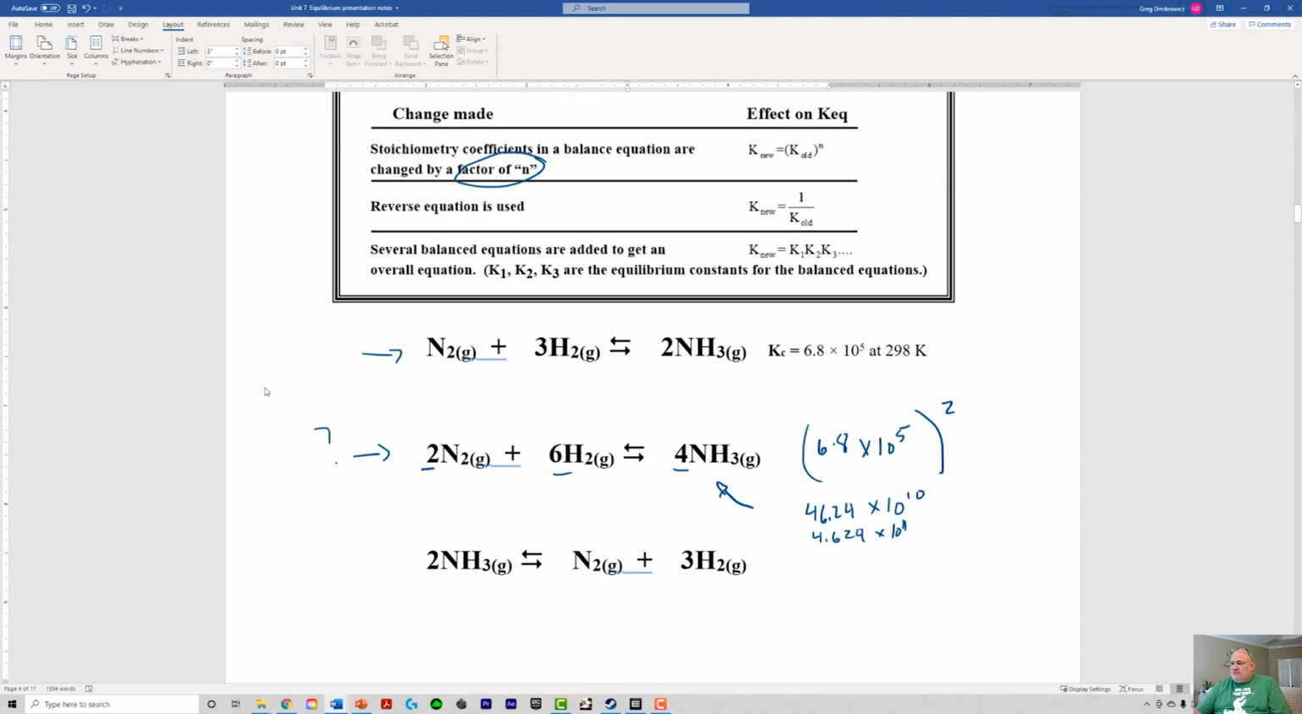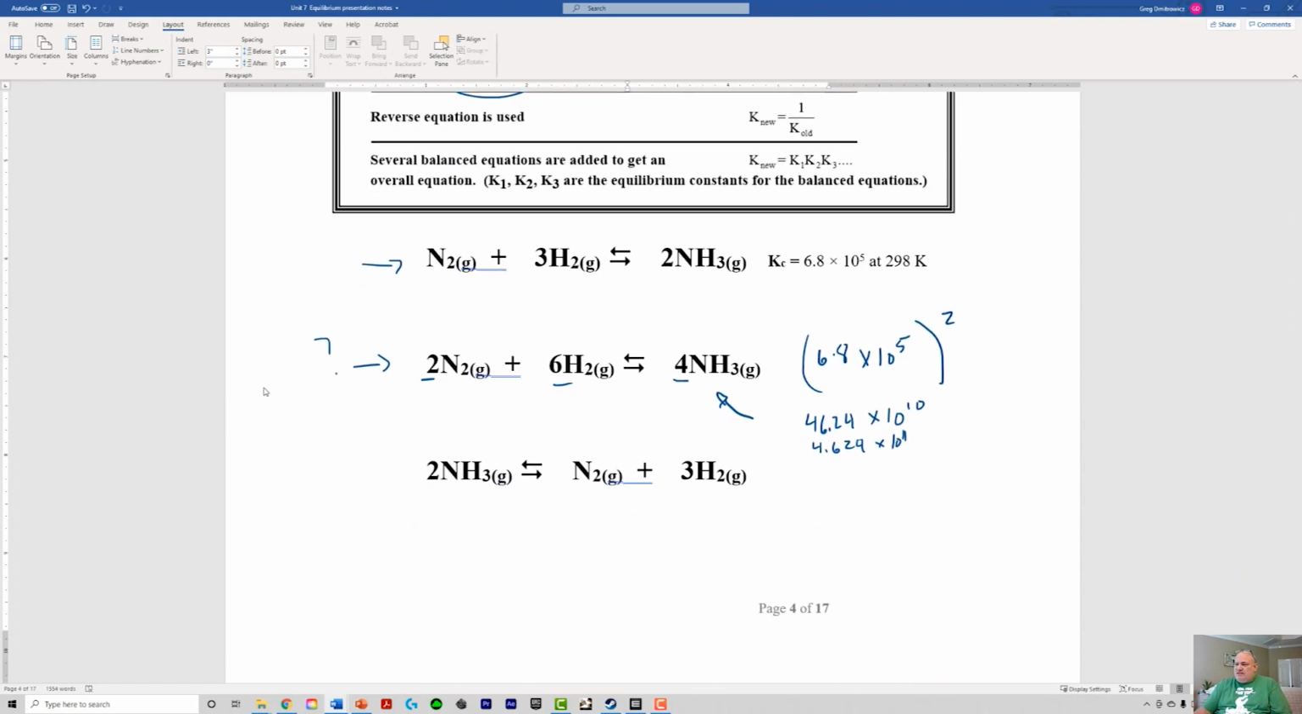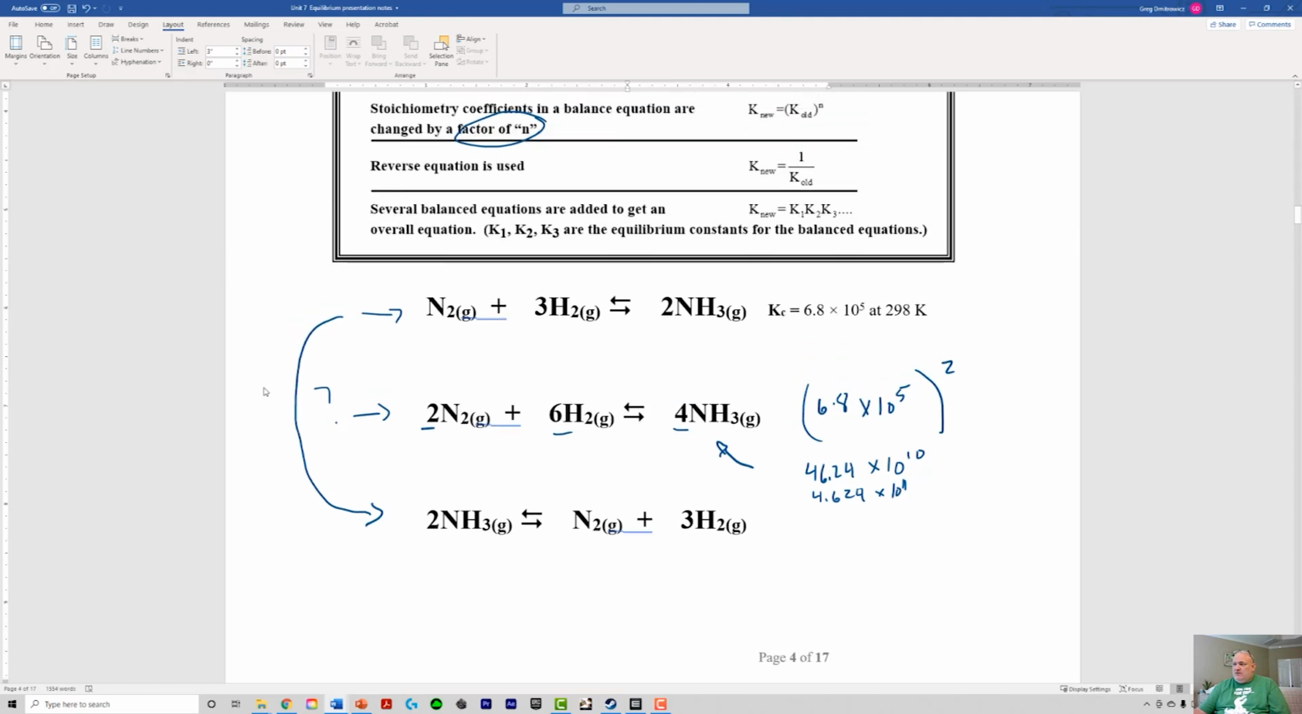Now, let's take a look at this one right here. What have we done between this expression and this expression? Quite simply, we've just flipped it. Whenever you flip an equation, whenever you use the reverse of it, the new expression is just 1 over the old. So if our old K is 6.8 times 10 to the 5th, my new K is going to be 1 over that, or 6.8 times 10 to the 5th, all to the negative 1.